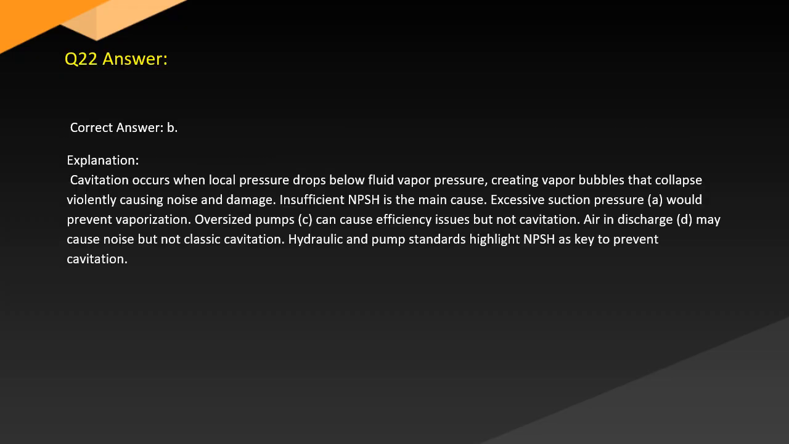Answer. Correct answer B. Explanation. Cavitation occurs when local pressure drops below fluid vapor pressure, creating vapor bubbles that collapse violently, causing noise and damage. Insufficient NPSH is the main cause. Excessive suction pressure (A) would prevent vaporization. Oversized pumps (C) can cause efficiency issues but not cavitation. Air in discharge (D) may cause noise but not classic cavitation. Hydraulic and pump standards highlight NPSH as key to prevent cavitation.